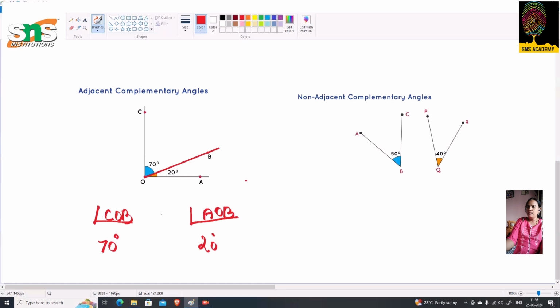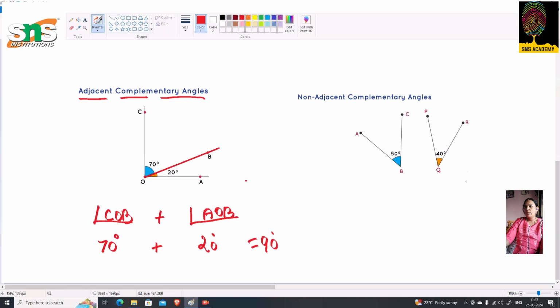Now let's add and check. 70 plus 20 is equal to 90. So these two angles have OB as a common arm. So we call these two angles adjacent complementary angles.